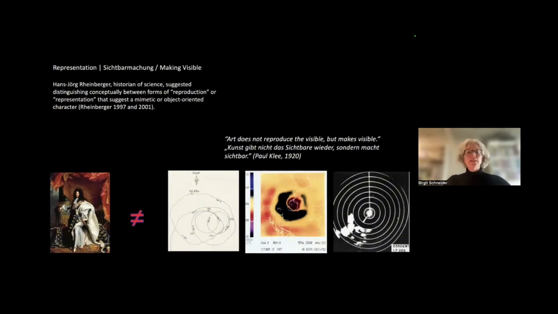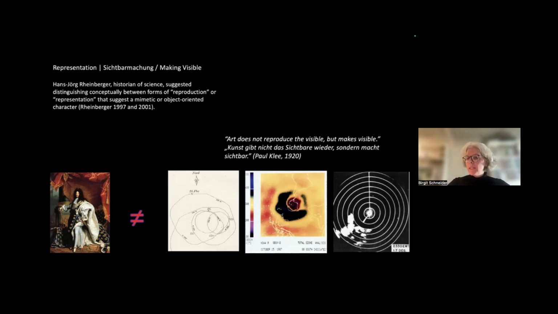And I would like to also give you two more concepts. One of them is, I would already call it a classical concept, Sichtbarmachung, making visible, which Hans-Jörg Reinberger, historian of science, suggested for distinguishing between forms of reproduction, Nachahmung, or representation, Repräsentation, that suggests a mimetic or object-oriented character. I here give you the example of King Louis on the left, which would follow this idea of representation.